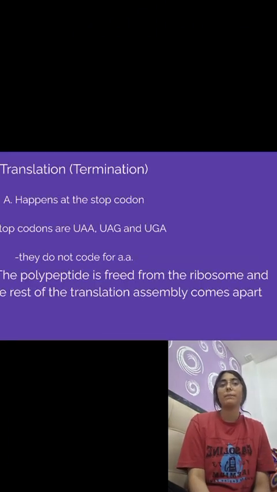The last step is termination, which happens at the stop codon. Stop codons are UAA, UAG and UGA. They don't code for AA. The polypeptide is freed from the ribosome and the rest of the translation assembly comes apart.